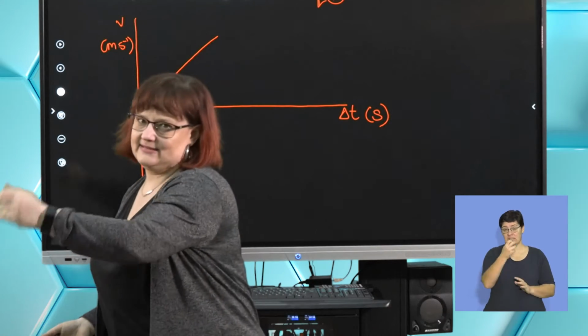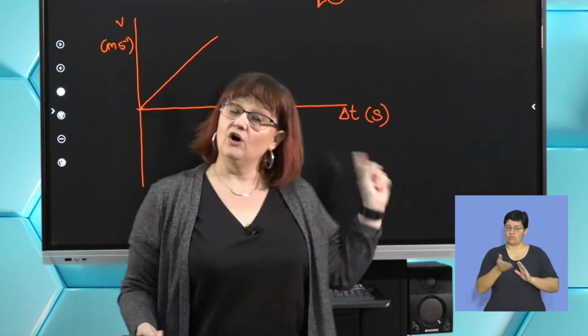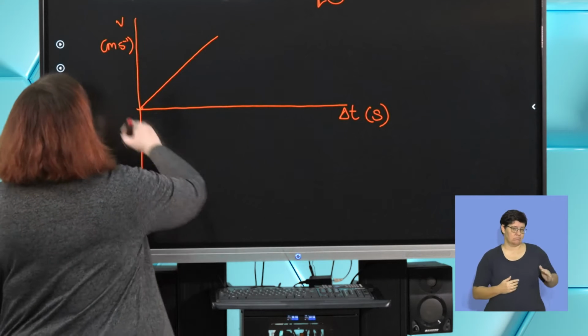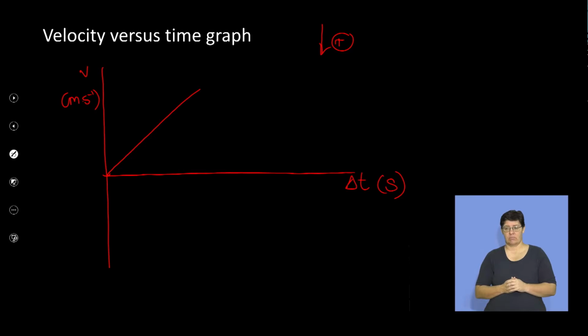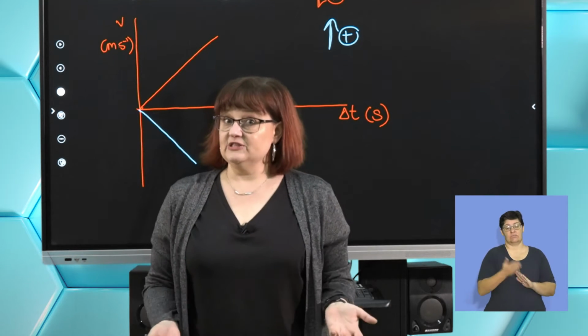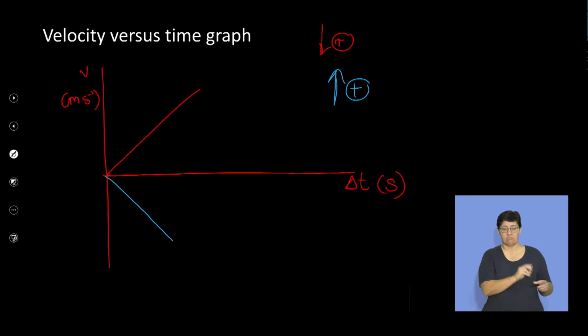I can get acceleration from the gradient of this graph, and it's always going to be a straight line. If I take up as positive, all that happens here is now my graph's going to go that way, still a straight line. Gradient of the graph is acceleration, and we can find displacement by looking at the area.